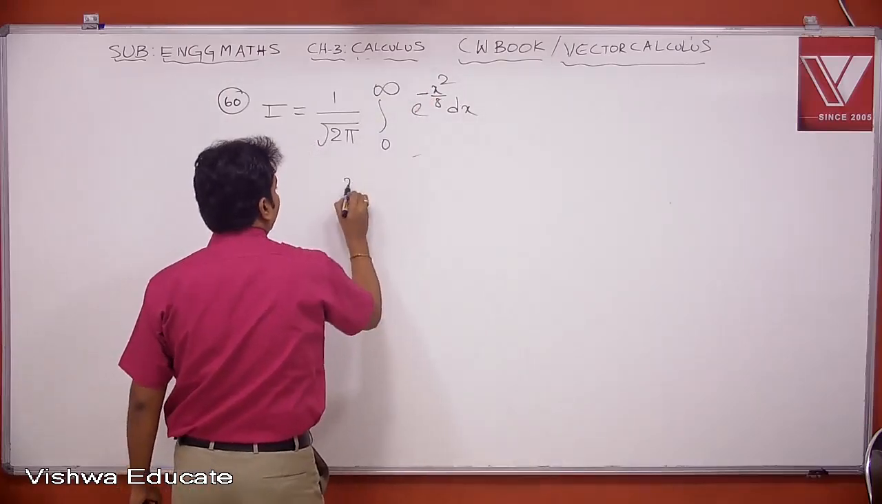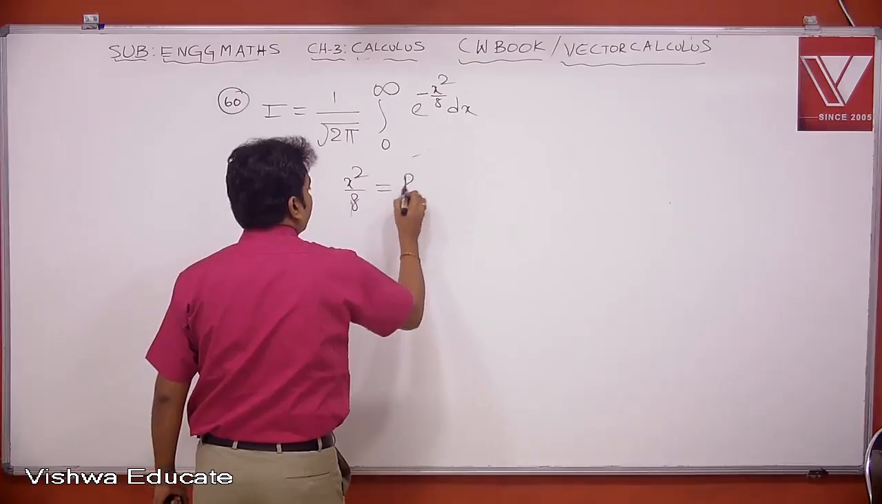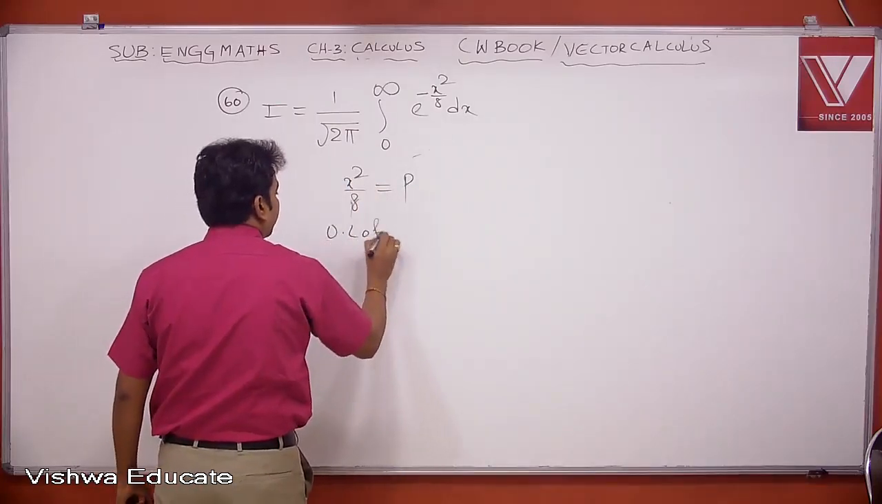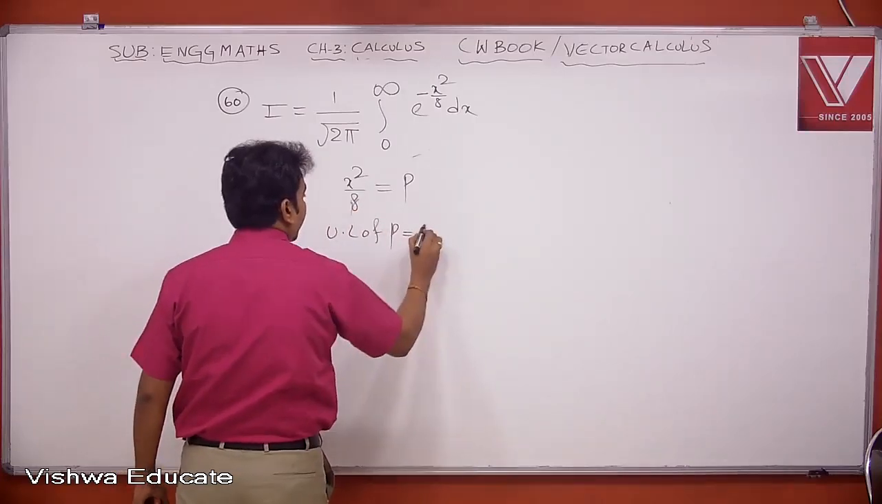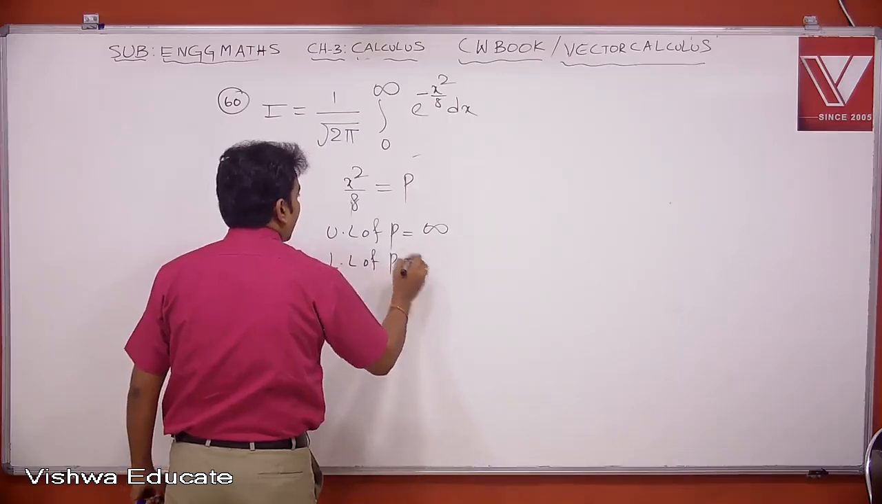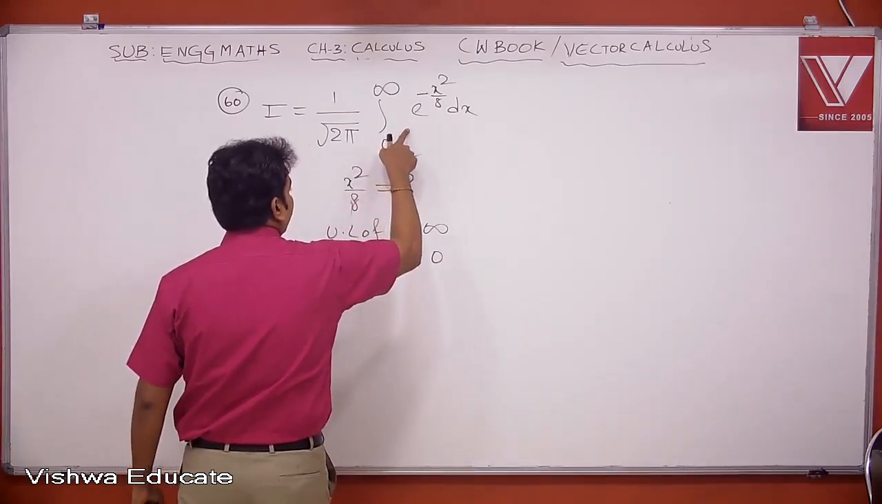So to evaluate this integral, take x square by 8 equal to some new variable p. So the same limits will work. Upper limit of p is infinity square by 8, infinity. Lower limit of p equal to 0 square by 8, this is 0. Now let us simplify this integral.